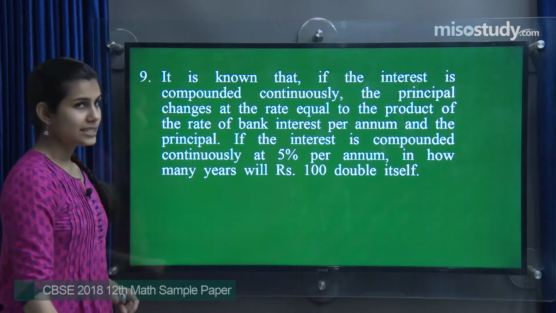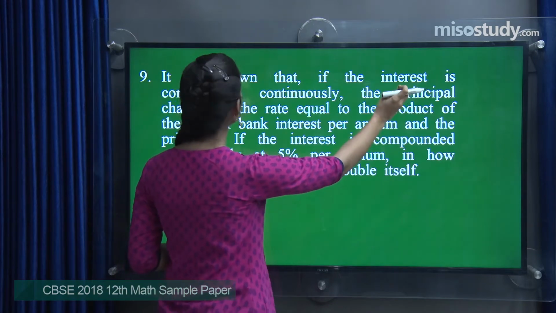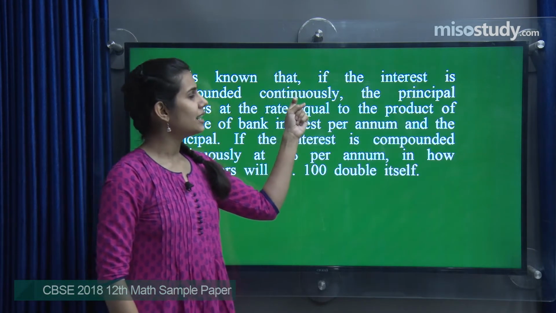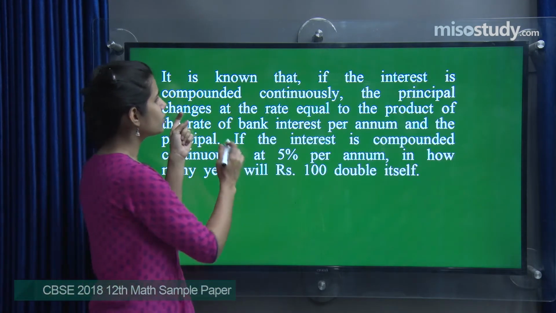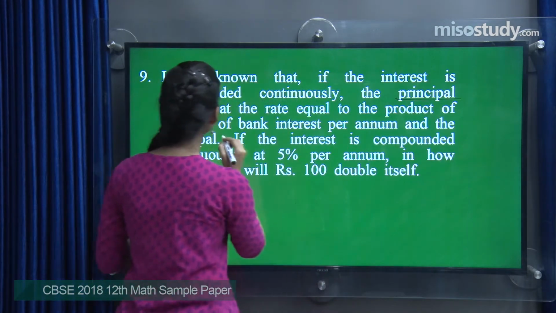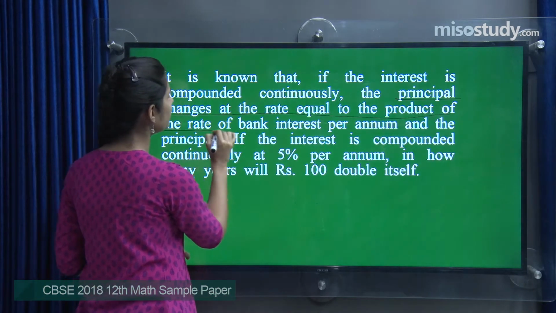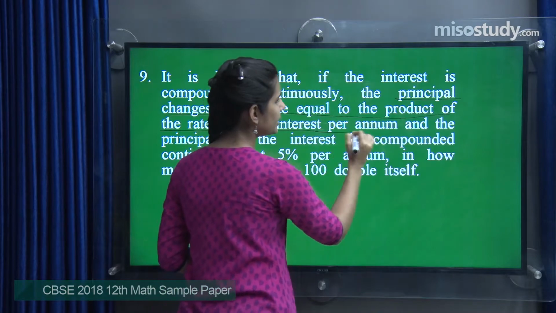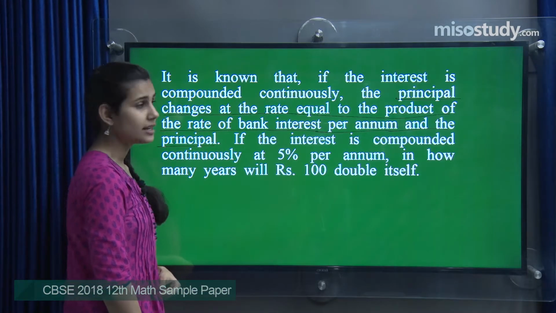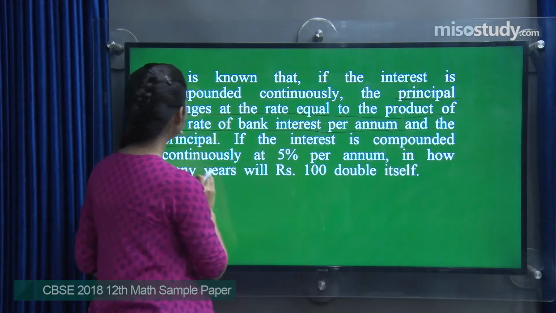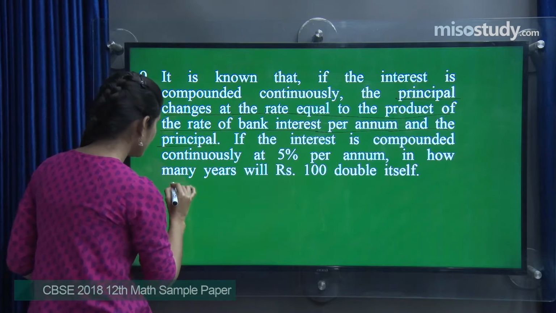Question number 9 is, okay, let's read it carefully. It's a big question. It is known that if the interest is compounded continuously, the principal changes, and this is important, at a rate equal to the product of the rate of bank interest per annum and the principal. What did it say? It said that the principal changes at a rate, so the principal is changing at a rate.